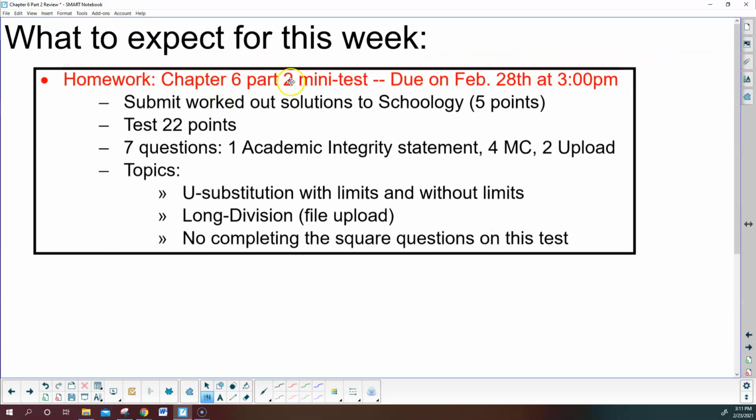And then Chapter 6 test, Part 2 is assigned officially today. You could start it if you want, and it has to be due by Sunday, the 28th at 3. You get 5 points for submitting your solutions to Schoology. It's 22 points total. There are 4 multiple choice questions and 2 uploads. We're going to do U substitution with and without limits, and long division. There will be no completing the square on this test. Good luck.